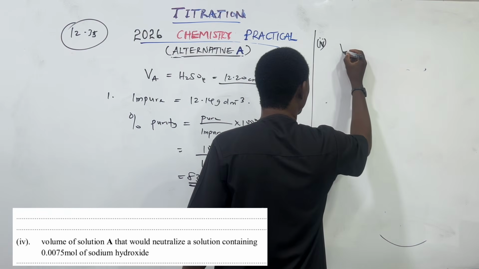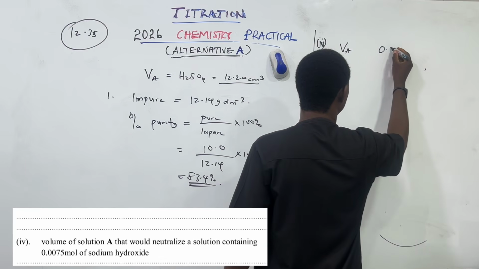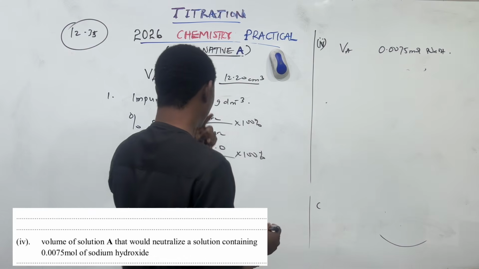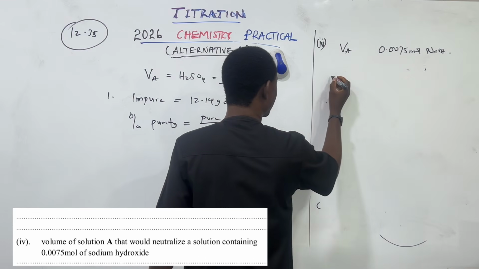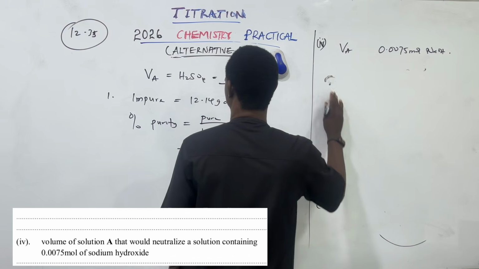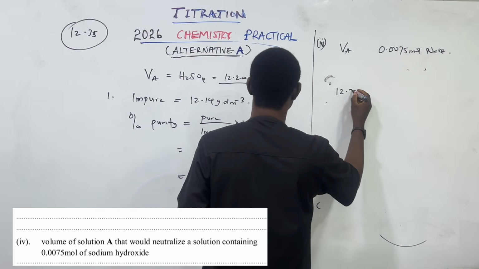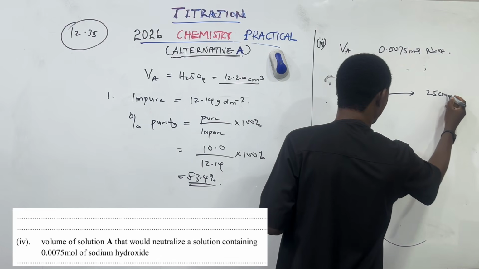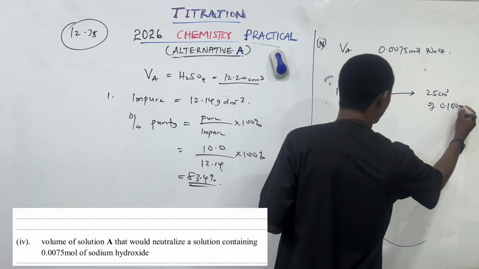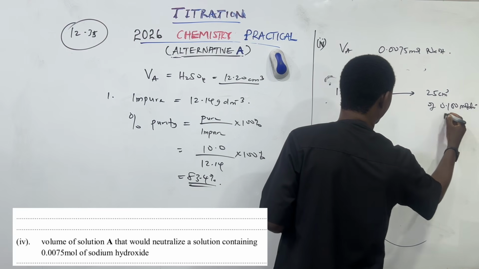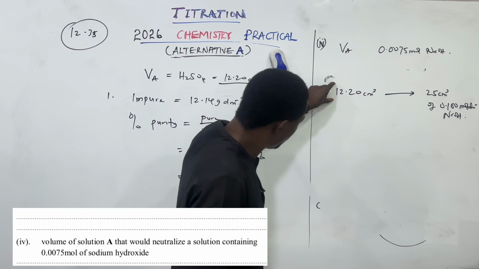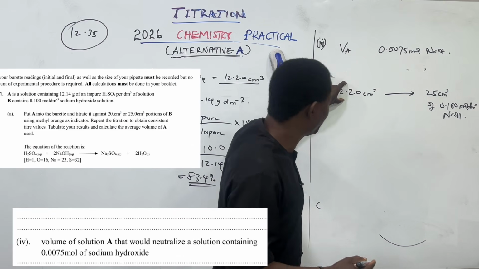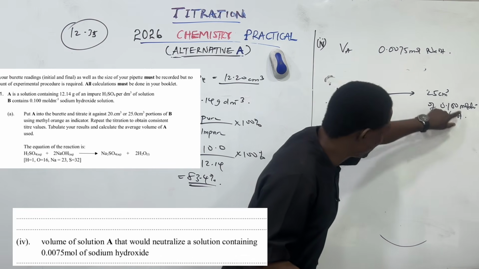Okay, the volume of this acid that will neutralize what? 0.0075 mole of NaOH. All right, so remember, what is the volume of the acid used? 12.20 cm³ of acid. It neutralized what? 25 cm³ of 0.100 mole per dm³ NaOH. Can you see that? That is the color change point. So that means this volume of the acid neutralized this quantity of base.